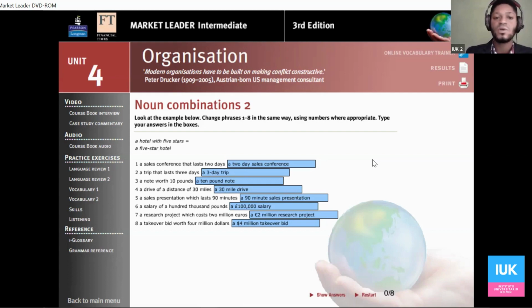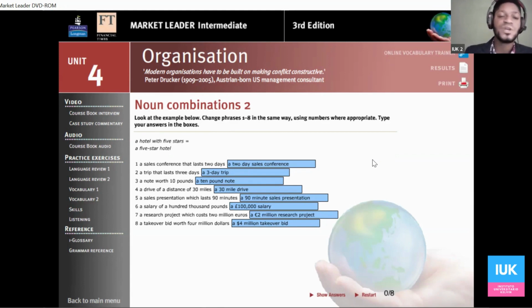6, a £100,000 salary. 7, a €2 million research project. 8, a $4 million takeover bid.